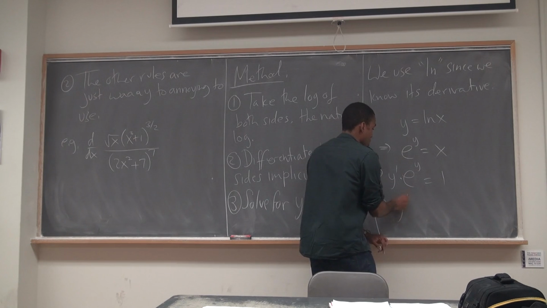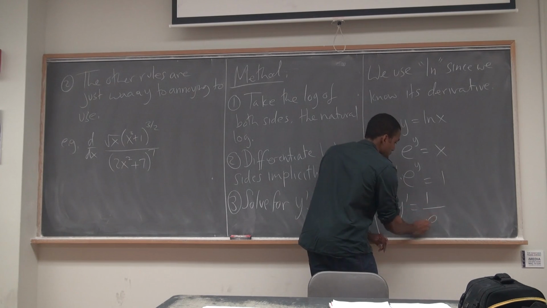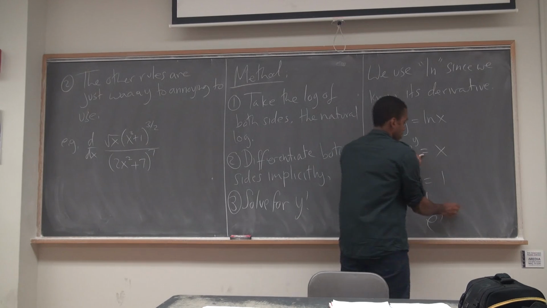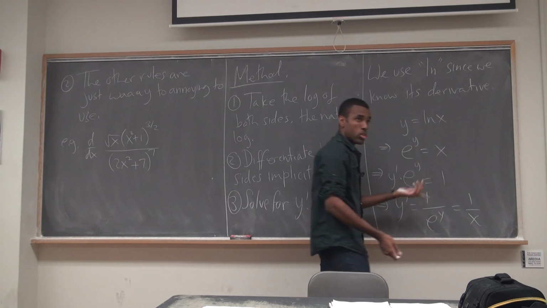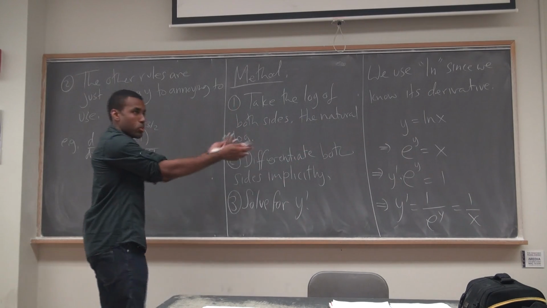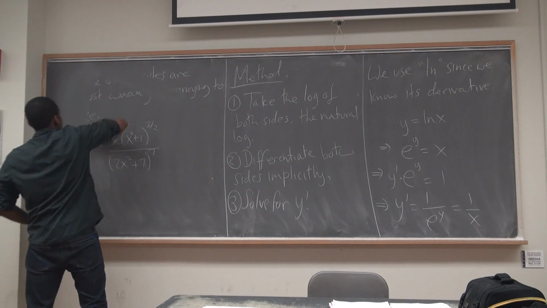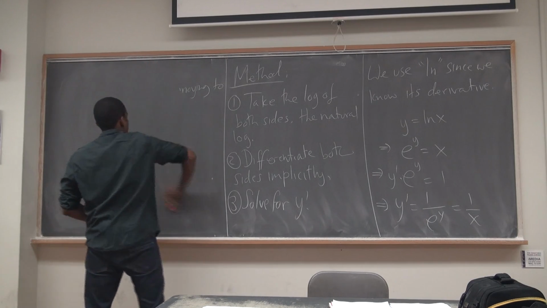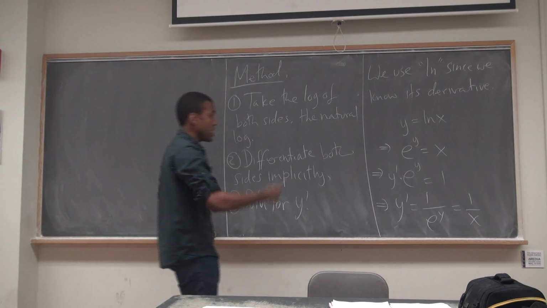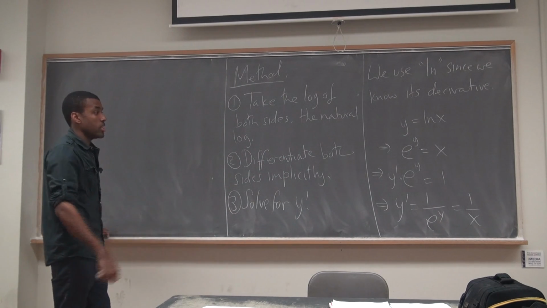And so my y prime would just be 1 over e to the y. Well, what is e to the y? That's x. That's why the derivative of ln was 1 over x. It's actually implicit differentiation, which now that we've learned, we can do. So I actually know how to differentiate an ln, which is good. And of course, the chain rule tells me how I can differentiate ln of anything.